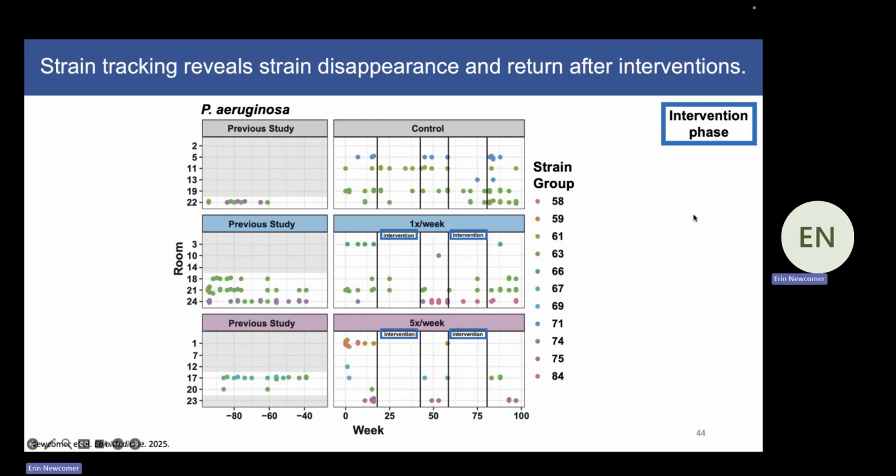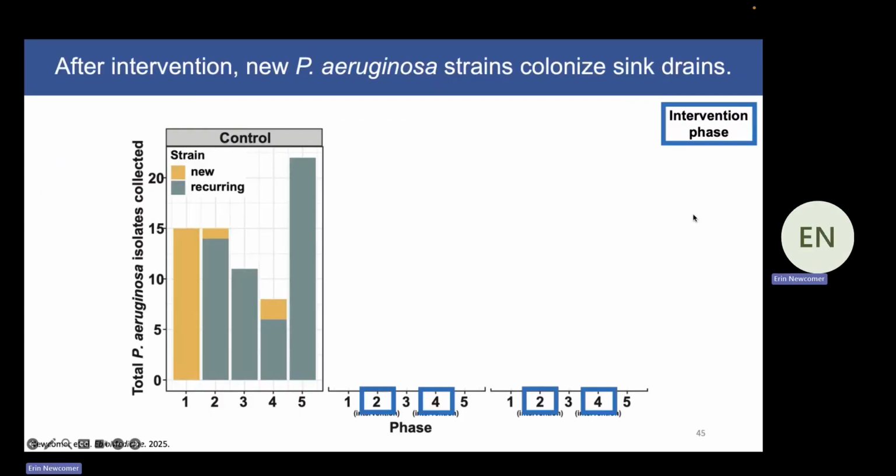And so we wanted to just quantify these results. Here we looked at the proportion of Pseudomonas aeruginosa strains and isolates that we're collecting, if they are new strains to a sink drain or if they are recurring strains. First, to situate this data, we'll look at just the control rooms. Obviously in phase 1, there was no phase prior to phase 1, so all of the strains we just called new. But as we look through the other phases, it looks like largely we are seeing similar strains showing up in the sink drains that we initially saw. The vast majority of these strains are recurring. They were previously seen in a sink drain. Not much of these new strains in yellow.